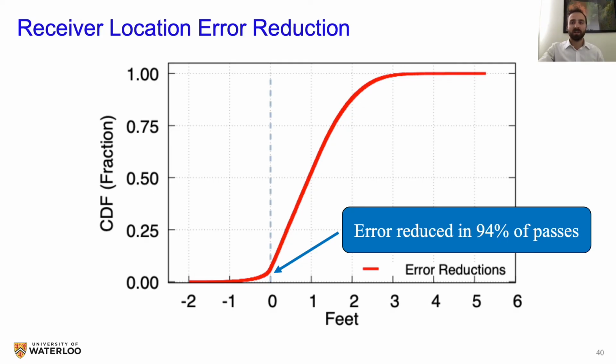Finally, we find that our model of expected movement reduces the error in receiver location in 94% of passes, and sometimes up to 5.2 feet.